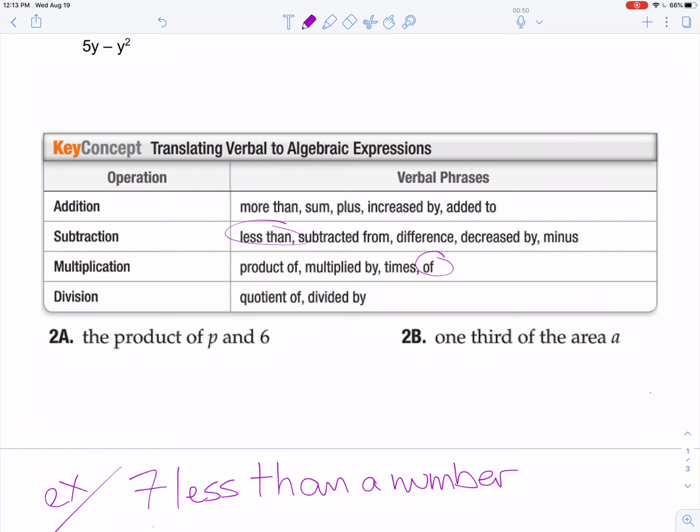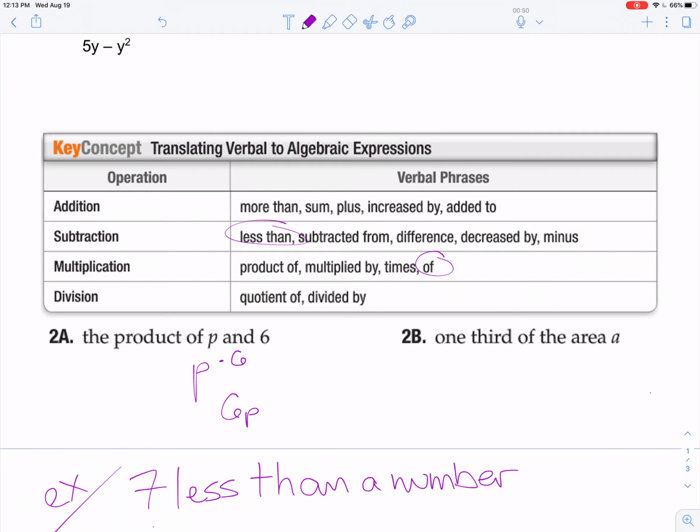So when I first see one, what I like to do is kind of think about, okay, what's the key verbal phrase here? So here it's going to be product of. And over here, I can see that product of is going to mean multiplication. And it looks like I'm multiplying a p and a 6. So that would be my answer. Since I know that it doesn't matter which way we multiply in, I might also write that as 6p.